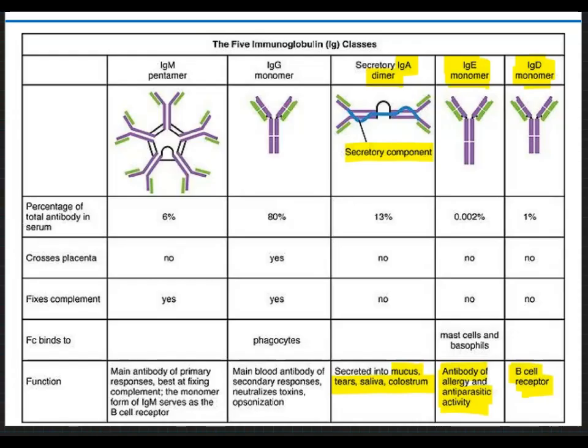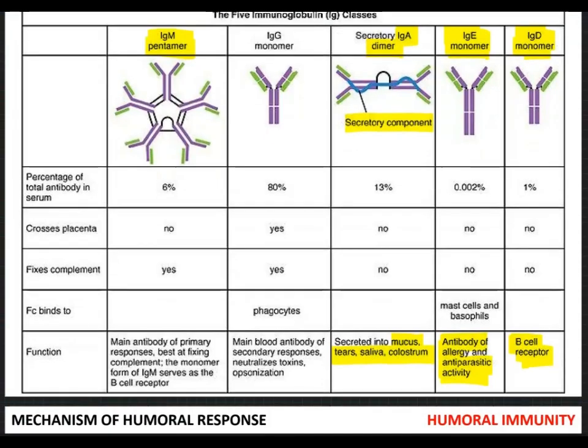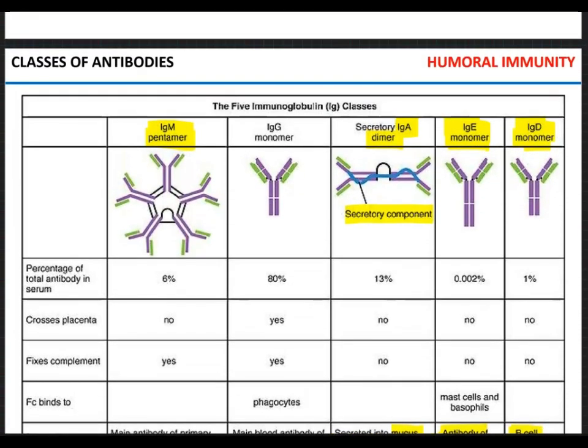Okay? Now, IgM. I'm debating myself, should I introduce? I think I should. IgM, as you can see, is the pentamer. So you have 5 antibodies here. 1, 2, 3, 4, and 5 that are all connected. How many antigens can these 5 antibodies bind? 10. Right? It's a lot.